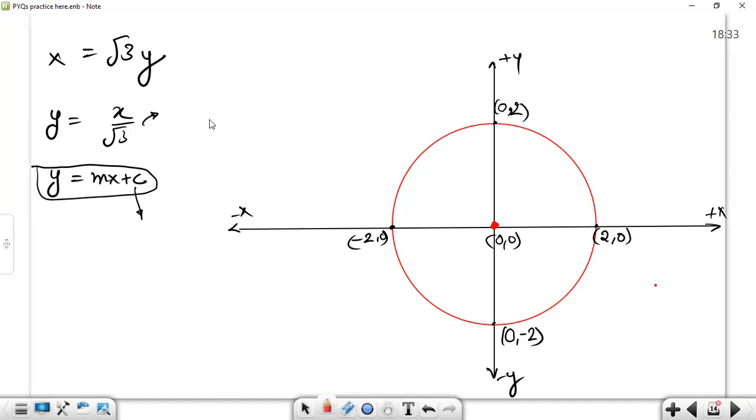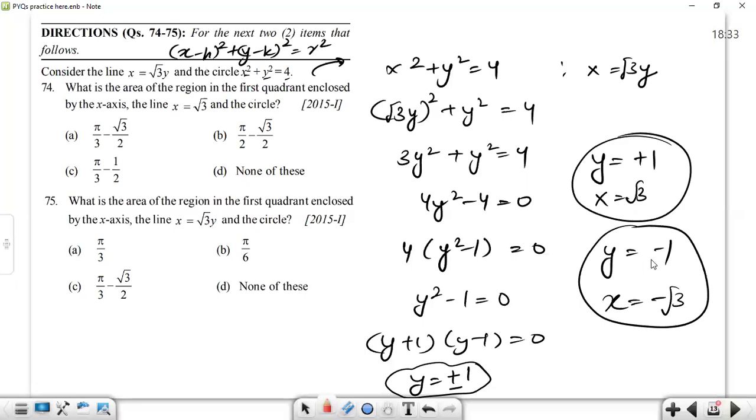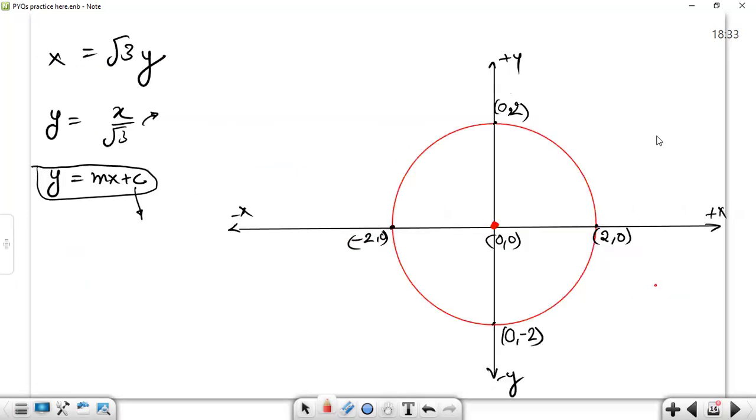So one point of the straight line is clear to us, which is the origin. And let's find the intersecting point with the circle. We have already found that, right? The intersecting points are these two. Here both y and x are positive. In which quadrant will y and x both be positive? This is the first quadrant, this is the second quadrant, this is the third quadrant, this is the fourth quadrant. Will the point lie here, or here? First quadrant, very good.